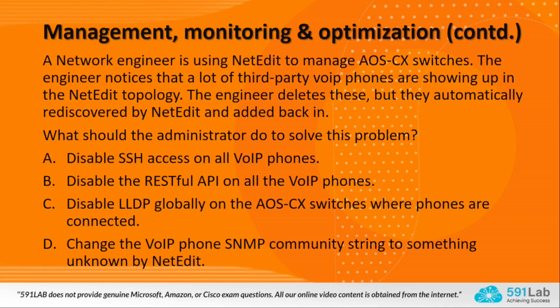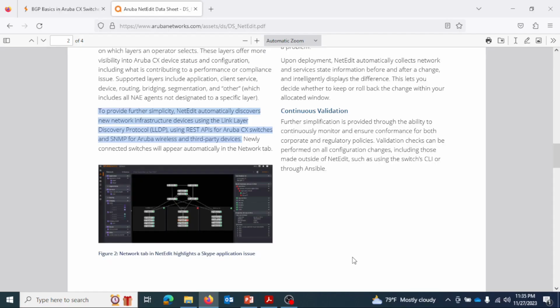The engineer notices that a lot of third-party VoIP phones are showing up in the NetEdit topology. The engineer deletes these, but they are automatically rediscovered by NetEdit and added back in. What should the administrator do to solve this problem? This is related to discovery of third-party devices by NetEdit. Just now we went through NetEdit in detail. Third-party devices are discovered by NetEdit via SNMP, LLDP. Look at the datasheet. Question says, even after deleting the VoIP phones from topology, NetEdit added them again automatically.